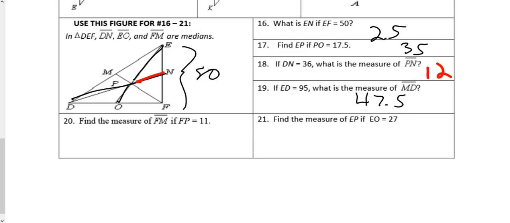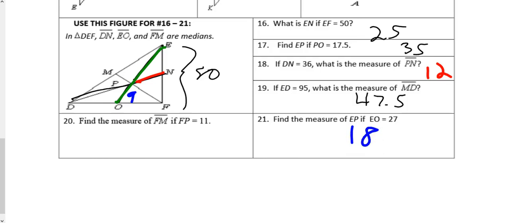Find the measure of EP if EO is 27. So again, if EO, the whole thing, is 27. This takes 2 steps. The small piece is 1/3 of that. So 27 divided by 3 is 9. The long piece is double that, so 18. And 18 plus 9 makes 27.